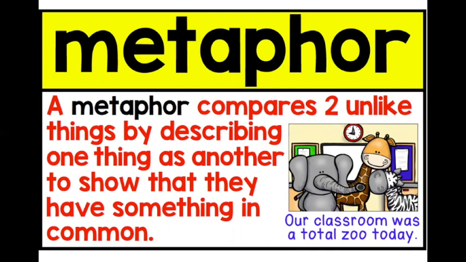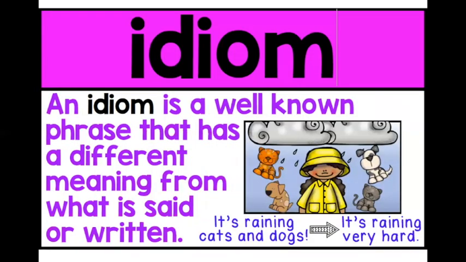And next, we're going to take a look at idioms. An idiom is a well known phrase that has a different meaning from what is said or written. So, idioms are actually my favorite form of figurative language. I think they can be a lot of fun. They're very easy to get super creative with. So, again, we're being given this example. It is raining cats and dogs, and we see this picture of literal cats and dogs coming out of the sky. But of course, we know that is not the figurative meaning that is trying to get across. What the author is actually trying to say is it is raining very hard.